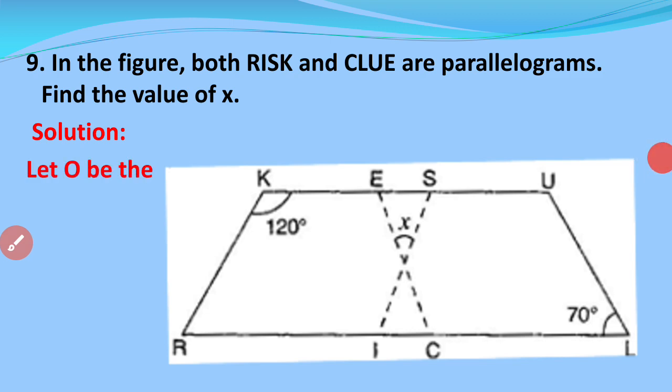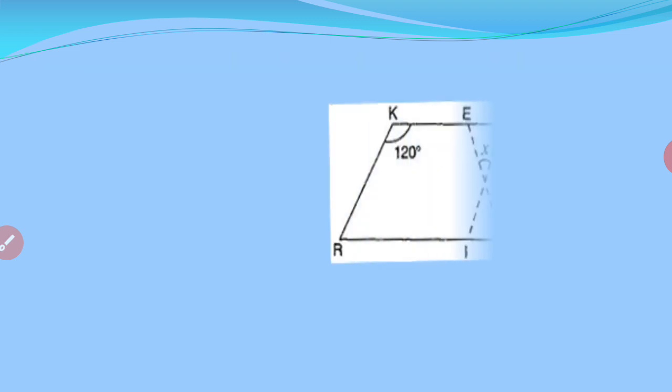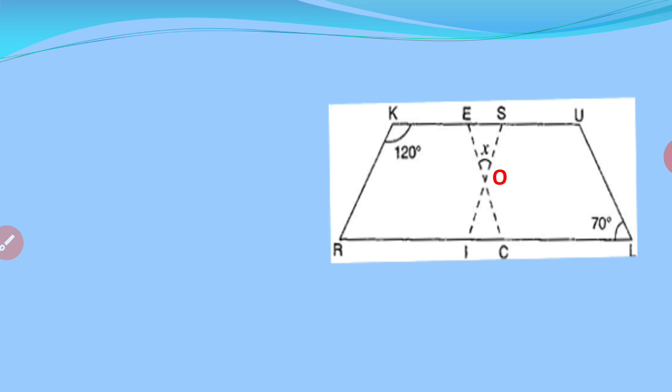Here, let O be the intersection point of EC and IS. So this is where we have noted it as O, that is the point of intersection. With this, let us proceed ahead. We are now considering the parallelogram RISK.